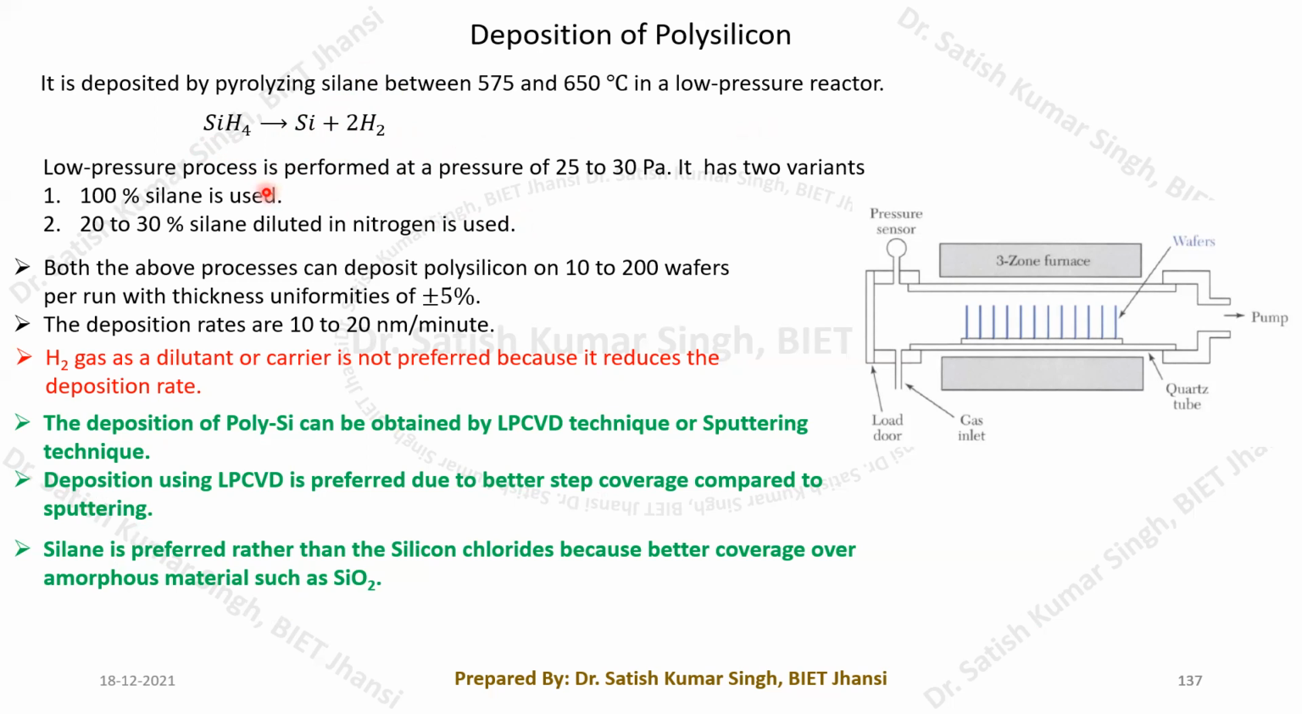So here we have the two variants. The one is in which we can use 100% silane, and the other one is in which we can use diluted silane, 20 to 30% diluted silane in nitrogen. Generally we use nitrogen.